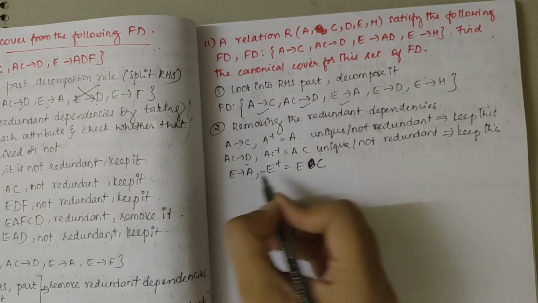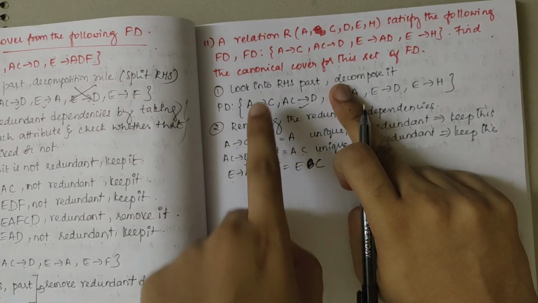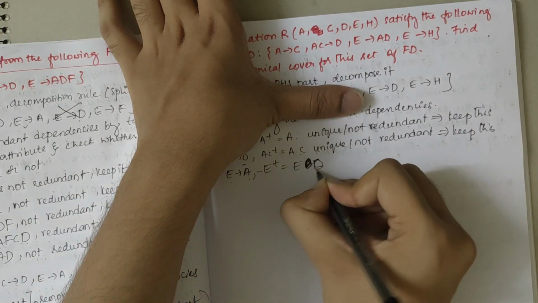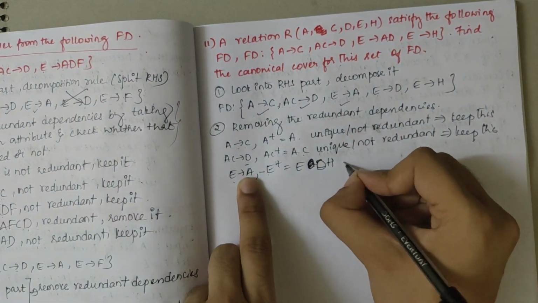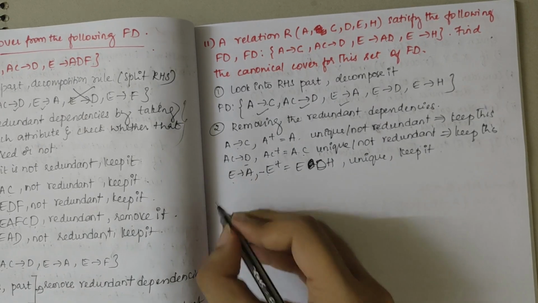For E determines A, I have E closure. Close this and check E closure. I have E determines E firstly, and then E determines D I have, and E determines H I have. I have not obtained E determines A, right? So this is unique or not redundant. Keep it as it is.